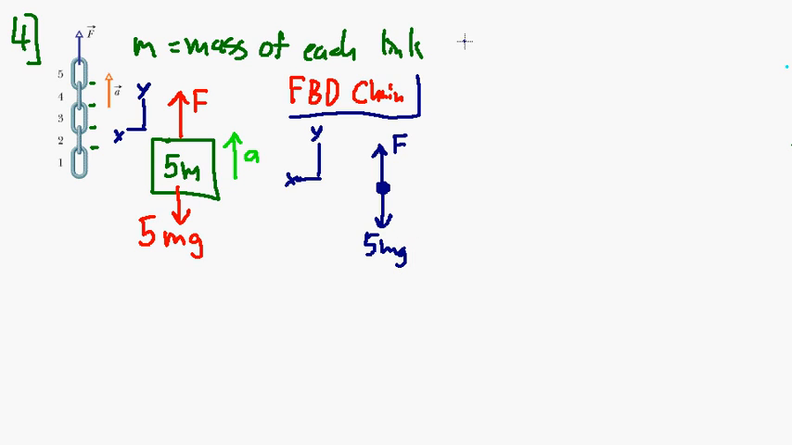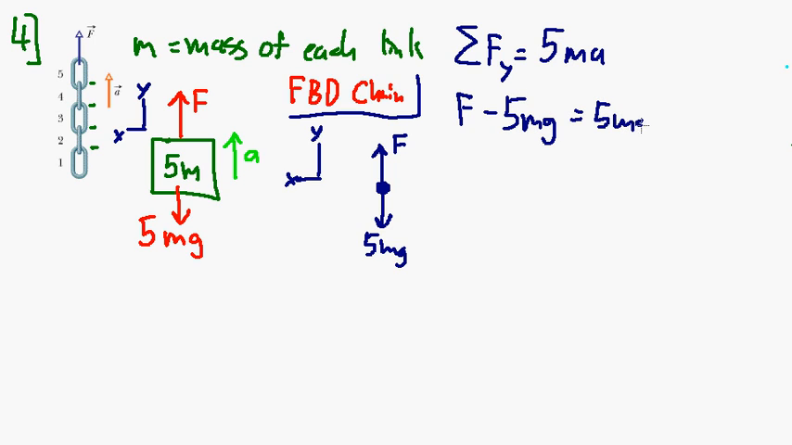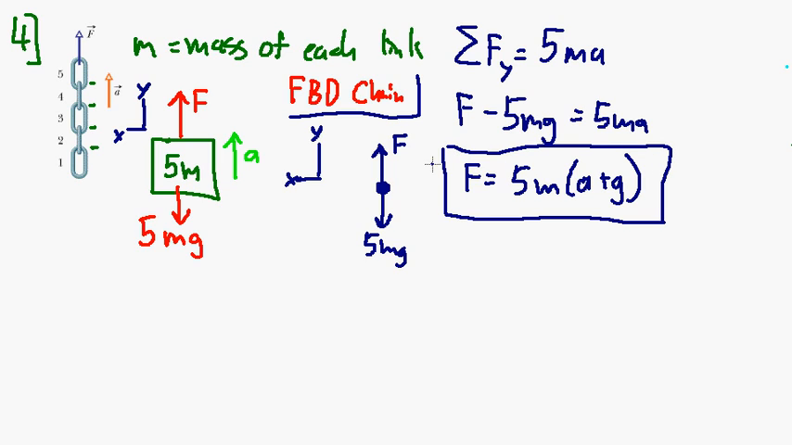Now we do the sum of forces in the y direction. We have F going upwards, and weight going downwards, and it equals the mass of the chain times a, but the mass of the chain is not m, it's actually 5m. So the sum of forces in y gives F minus 5mg equals 5ma. We want the magnitude, so take the weight to the other side: F equals 5m times (a plus g). That is the solution to part E, no problem.